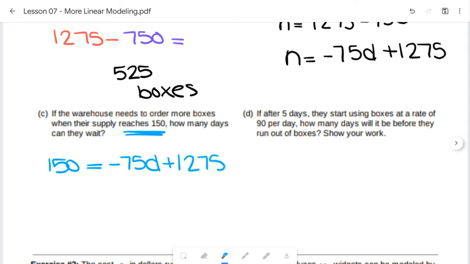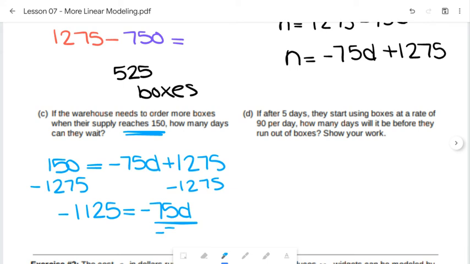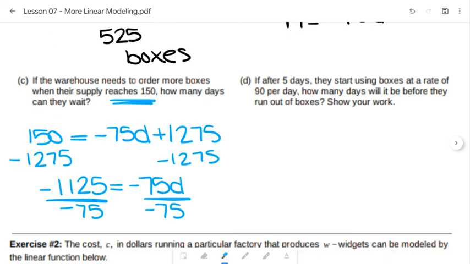And when we're looking at something like this, now we're just solving for d the same way we've been doing. So we're going to take that 150 and we're going to subtract 1,275 from both sides. And we end up with negative 1,125 equal to a negative 75d. I'm going to divide both sides by the negative 75. And so we end up with n equal to 15 days. I'm sorry, d equal to 15 days.